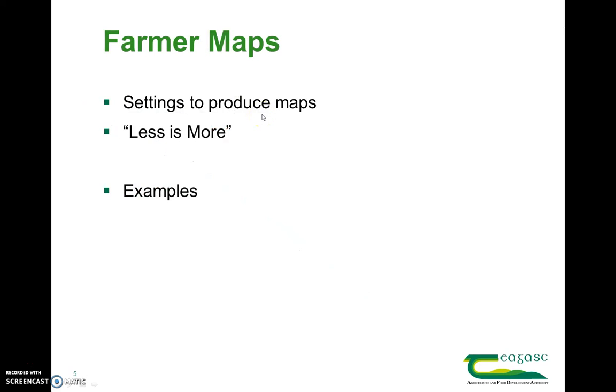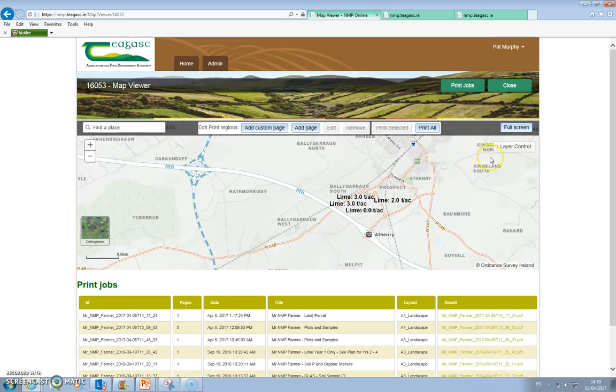In this video, we'll look at the settings that you need to use to produce the maps. We look at the principle that less is more, that by producing relatively simple maps, we can get our messages across better, and we'll produce some examples to guide you. I'll start with a lime and pH map.